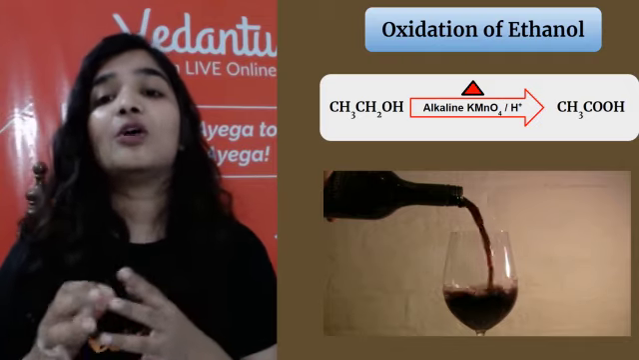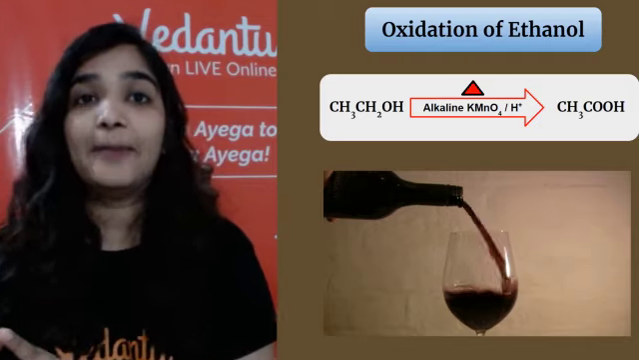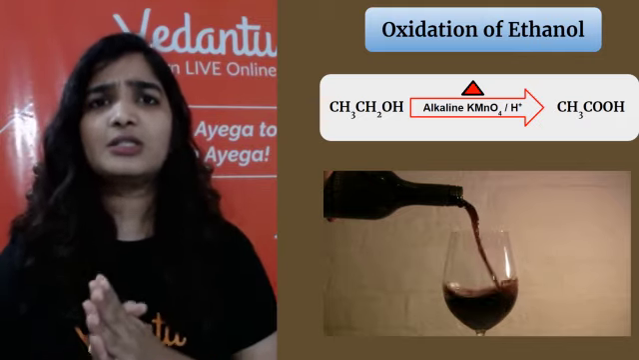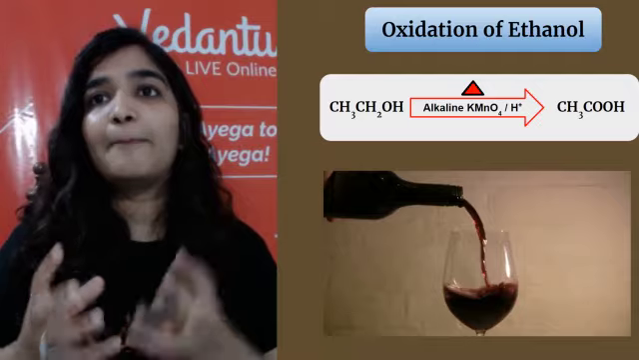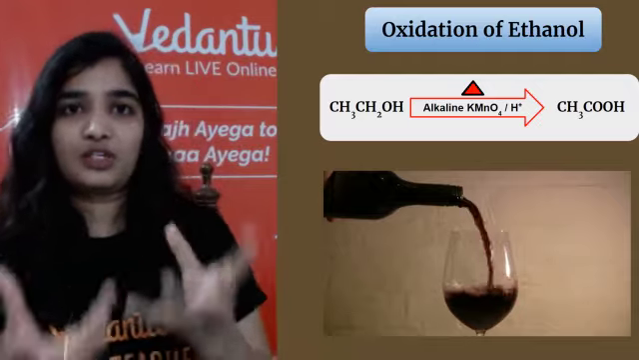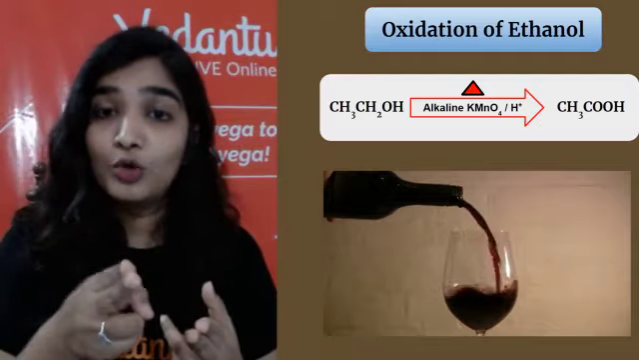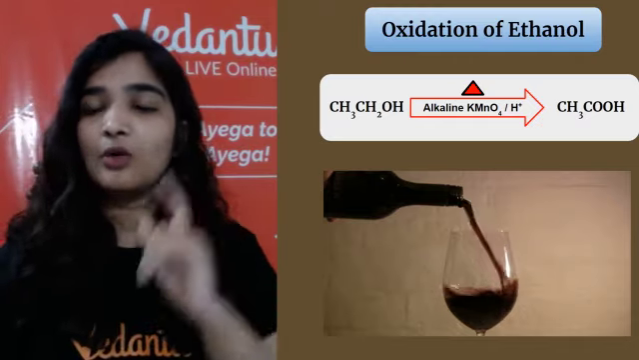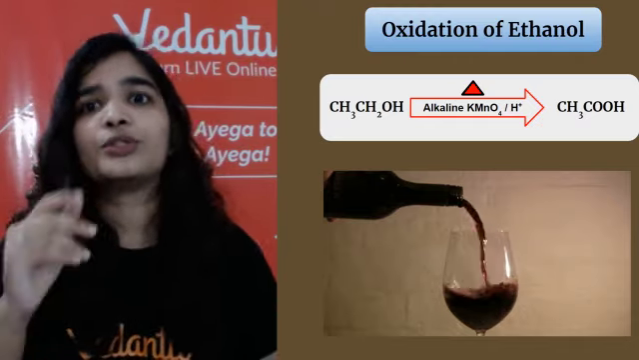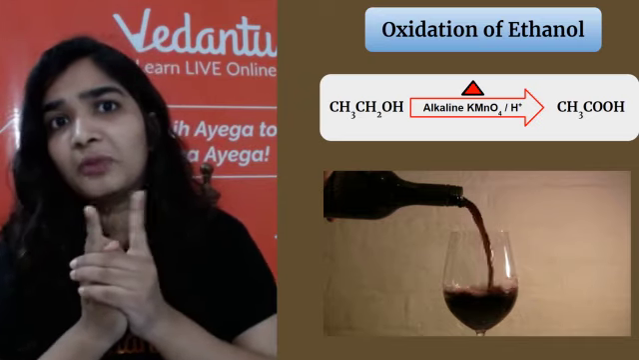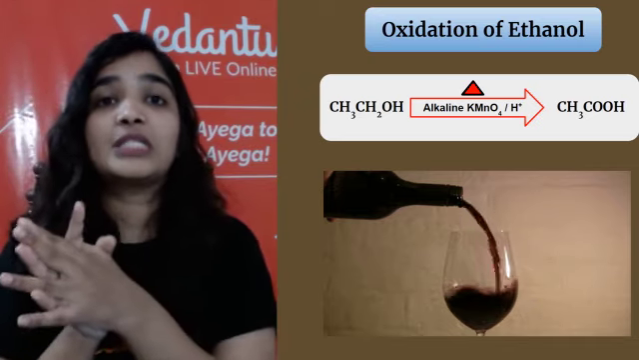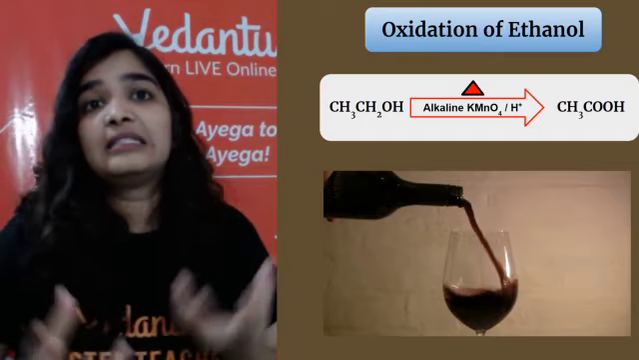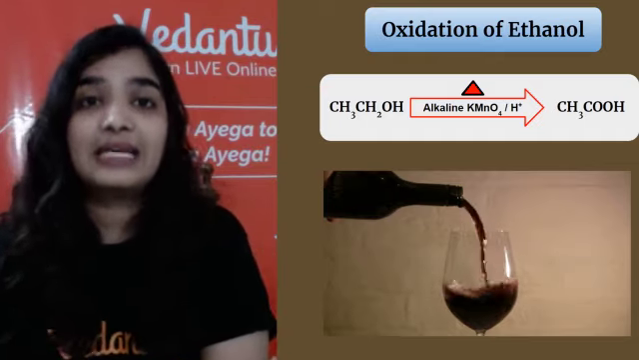Here the oxidizing agent is alkaline KMnO4. What is the role of the oxidizing agent? The oxidizing agent provides nascent oxygen. Because if you look at the reactant CH3CH2OH, you have a single oxygen, but look at the product, 2 oxygens. So from where did it get another oxygen? That was given by alkaline KMnO4, and that is the reason it is called an oxidizing agent.